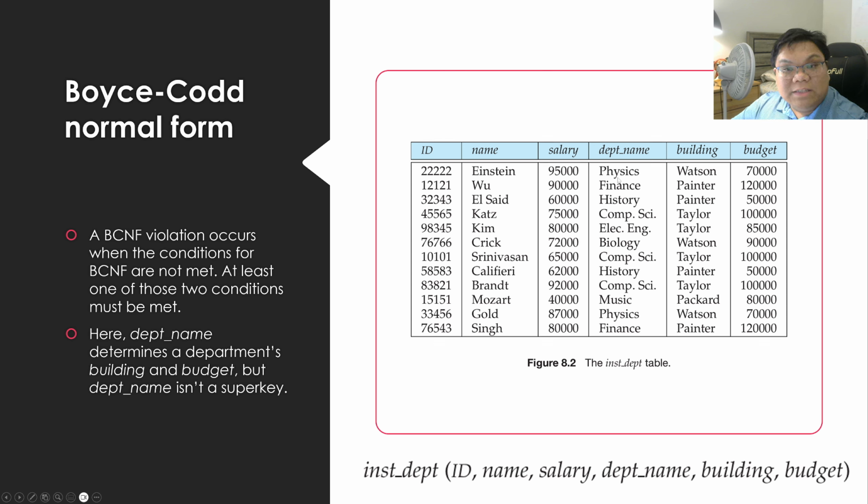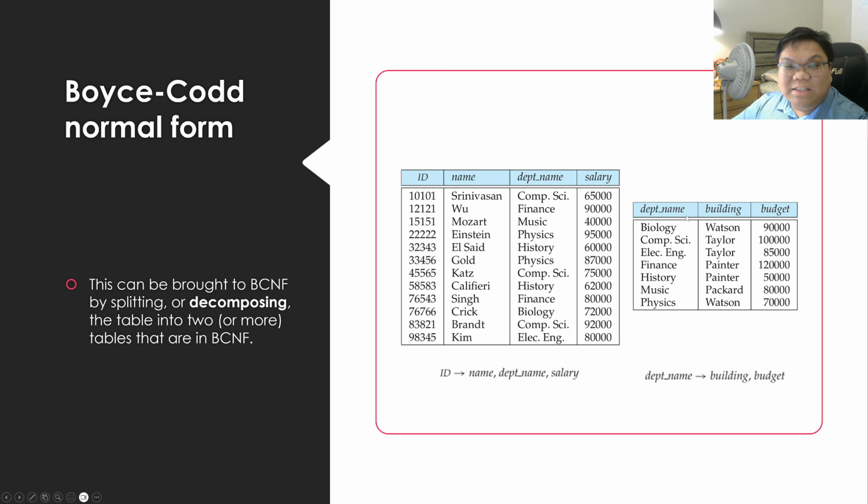But for this to be in Boyce-Codd normal form, department name must be a superkey. In other words, we have to cut this thing into two separate relations, one for instructors and one for departments. And now, Boyce-Codd normal form violation gone.